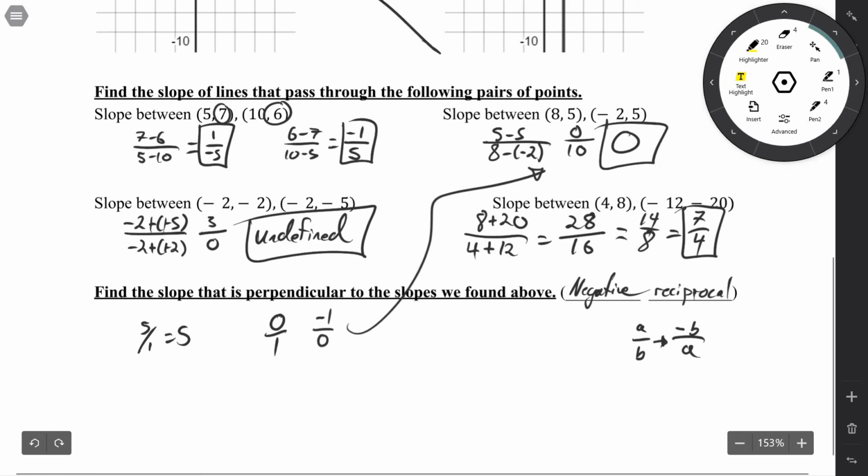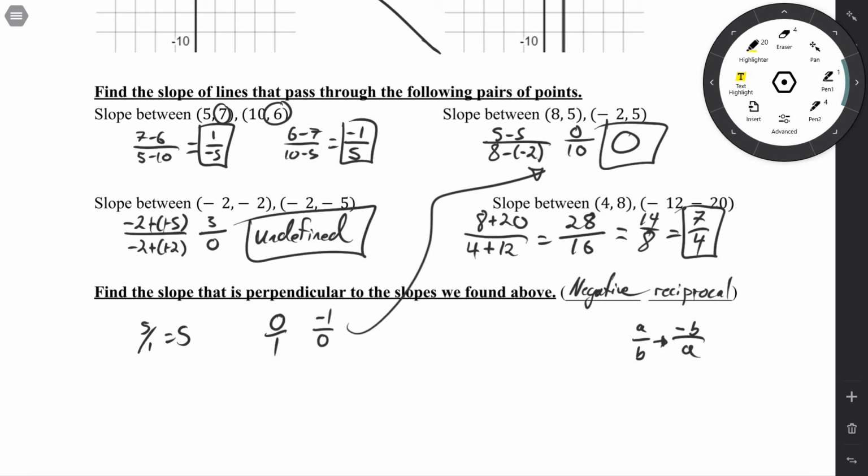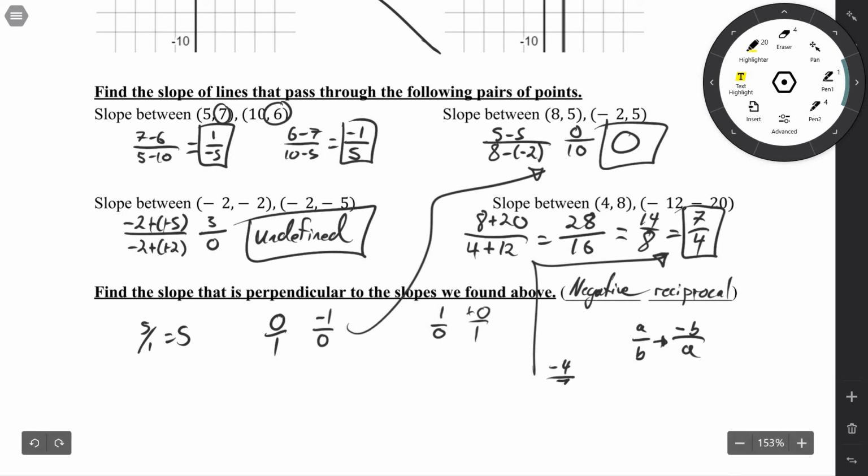Now, what about the slope undefined? Well, same thing here. It would go from undefined, really any number over 0 to, let's see, negative 0 over 1. And the negative doesn't really matter because it's 0. So we would just get a 0 slope for that one. And for this one, probably pretty tedious at this point, but we'll do it anyway. Negative 4 over 7. You just flip it, add a negative.